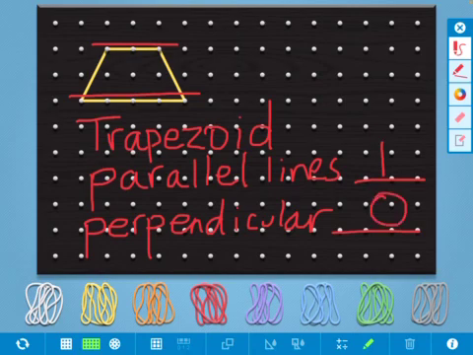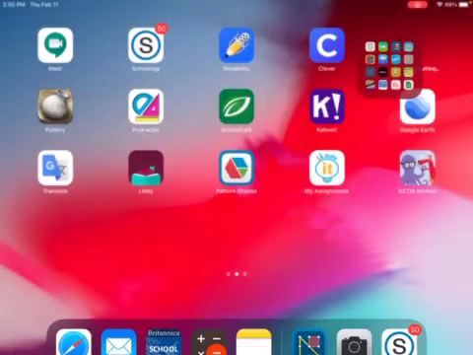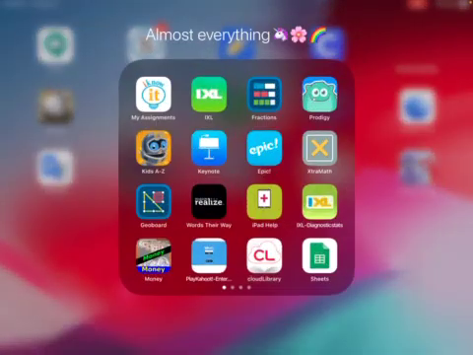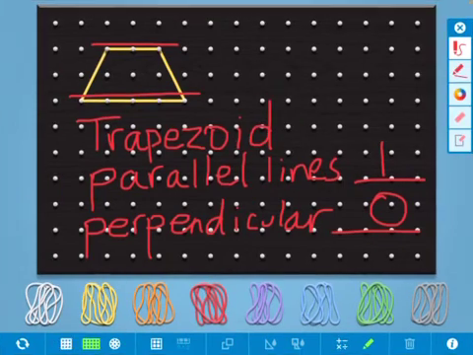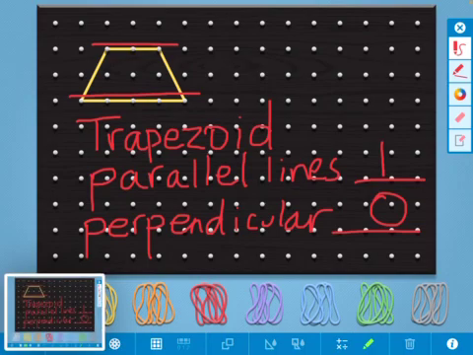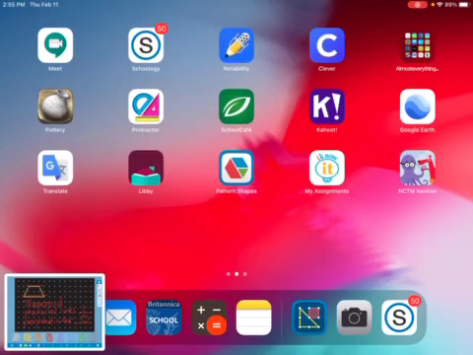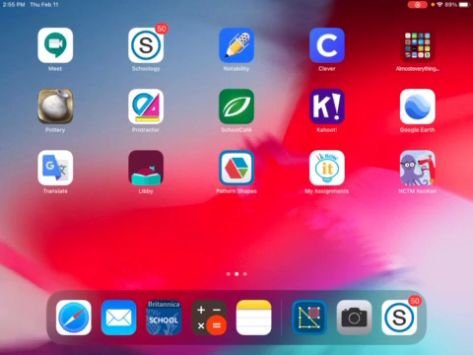So then I'm going to take a screenshot right here. Let's see if I did it. Oh, I didn't take a screenshot. I'm going to go back to it. This is the mistake. And here I go. There, I took a screenshot. And now I'm going to go back right here and submit that for my lesson today.